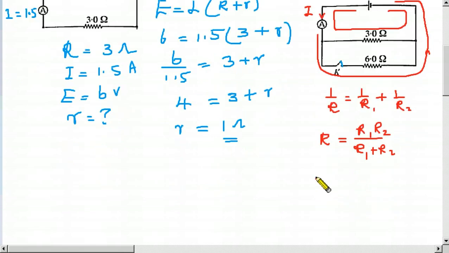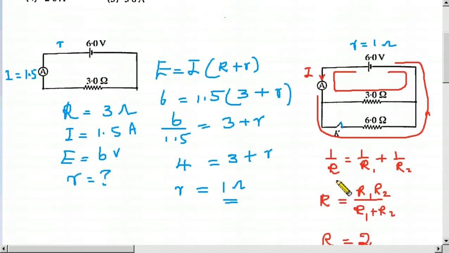So now what is it? You don't have to write all these things. You can do it by heart, by mind. So 6 times 3 is 18. The sum is 9. 18 divided by 9 is 2. The external resistance is 2 ohm.